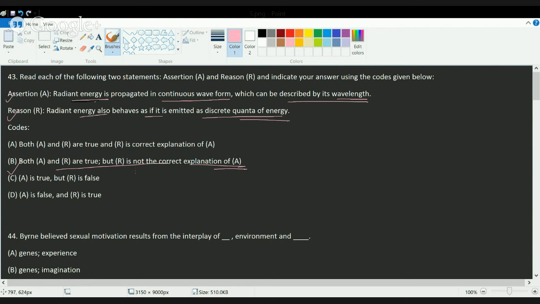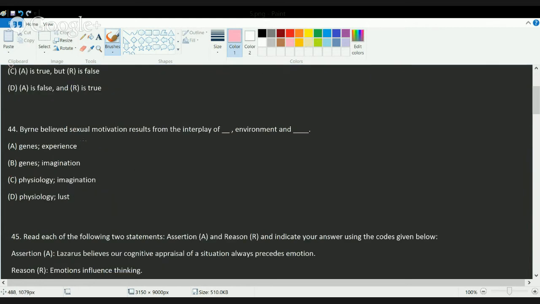Okay, the next question is a very direct question, but it's a controversial question. This statement has been propounded by Mayer. The question says it's given by Baron, so it's a kind of controversial question. So Mayer basically propounded that sexual motivation is a result of the interplay of physiology, environment, and imagination. So that concept was propounded by Mayer. And the correct answer here should be physiology and imagination. So it's doubtful why it is written as Baron here.